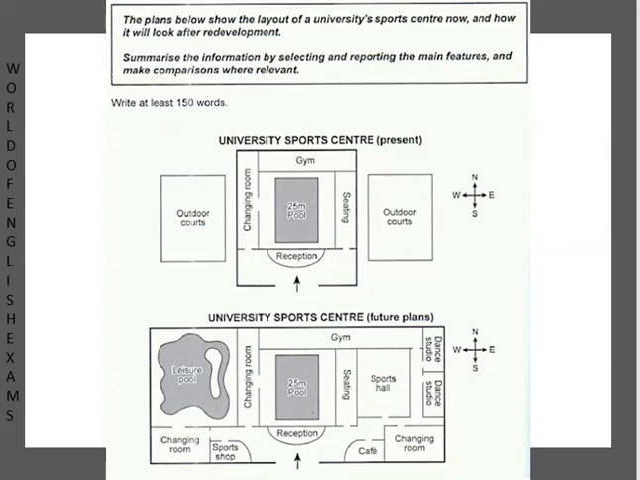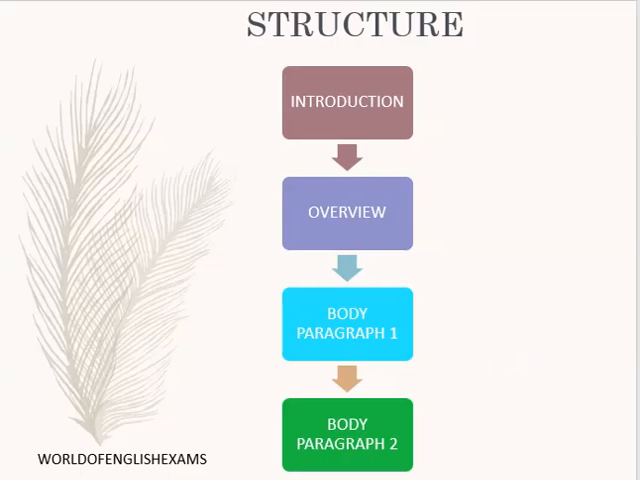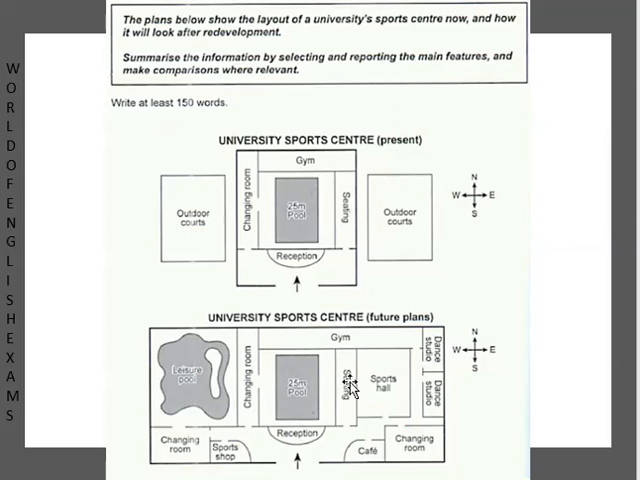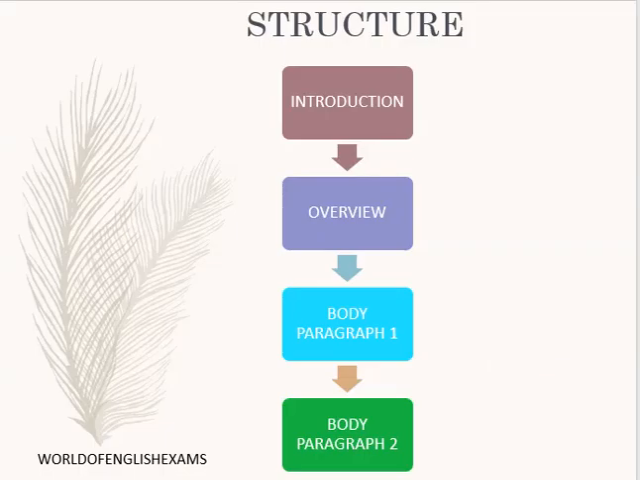Now let's look at a structure to write a report. The structure basically is the same for all the reports: an introduction paragraph, an overview paragraph, and two body paragraphs, or sometimes the number of body paragraphs can be 3, depending on the type of report. But here, since I am able to see two maps, I can clearly organize it into two body paragraphs, one for the present and one for the future. Now, I want to show you the structure paragraph by paragraph. That's the reason I have split it up into the introduction, overview, and the body paragraphs. So what are we waiting for? Let's follow this structure for this question.